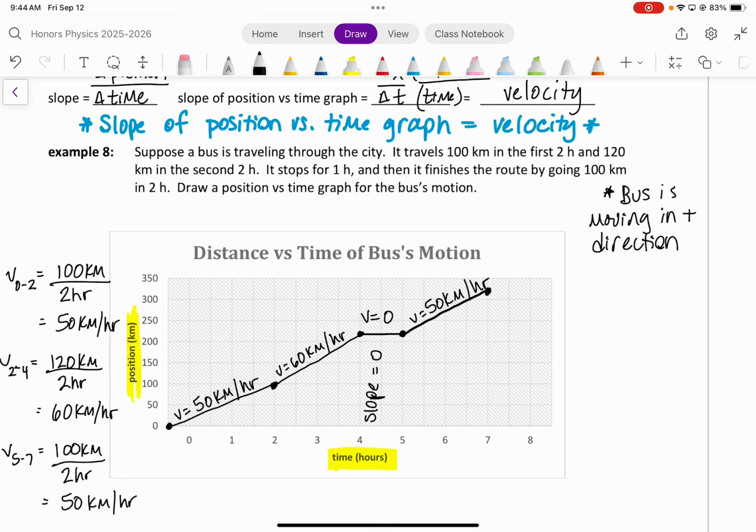I could tell you just by looking at the graph, it's going faster now in the next 2 hours. And then what happens if I hold it up here? The slope is 0, it's flat, so it's not moving. I can also look here and say, oh, look, my position at time equals 4 hours is about 220 or 225 meters. My position after 5 hours is the same. It didn't move in that time interval.